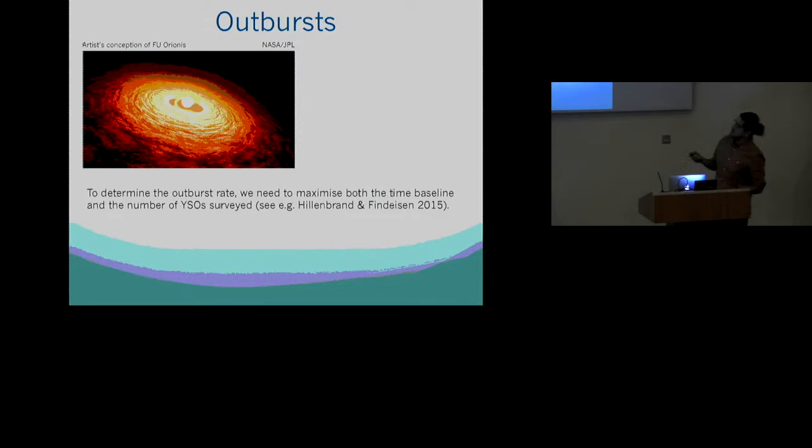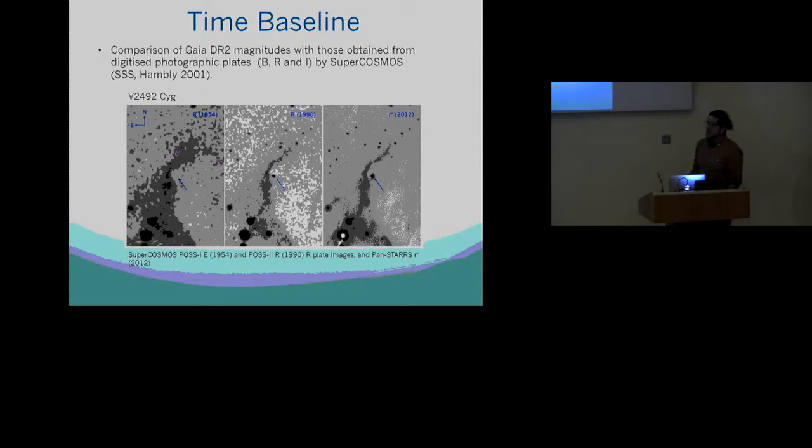So what you need to do is to maximize both the time baseline of your survey and the number of YSOs that you survey. For the time baseline, this is where Gaia DR2 came in handy.